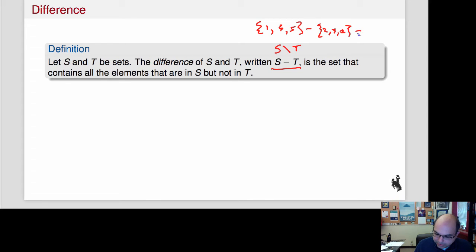And what I'm left with is simply the set that contains the element 1, because 1 is in the first set, but it's not in the second set, so that makes it. Whereas 3 is in the second set, so we don't want that. 5 is in the second set, we don't want that. Okay. By the way, this is not a symmetric operation.